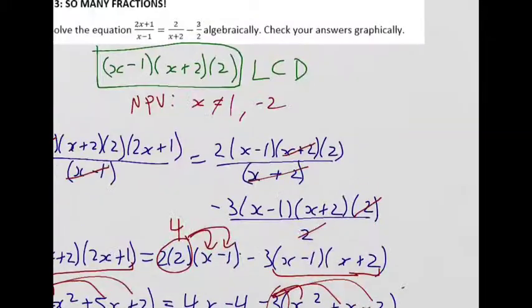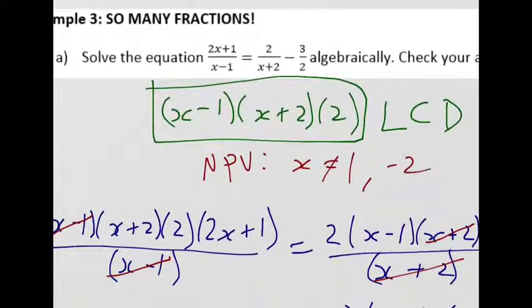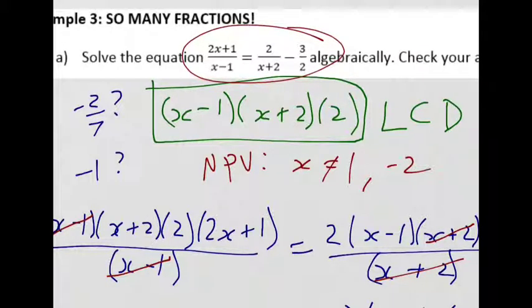So put negative 2 over 7 and negative 1 into our original equation. Tell me if it balances out. This one works. Good. Thank you. And what about negative 1? Anything? Yeah. You checked it? Okay, good. So this one works as well. Nice.